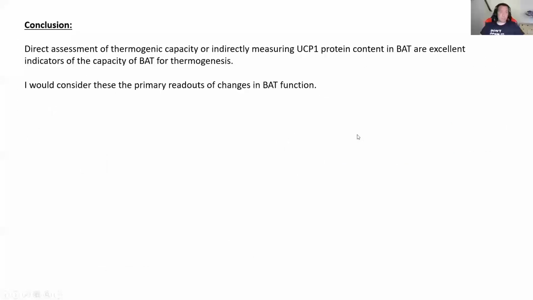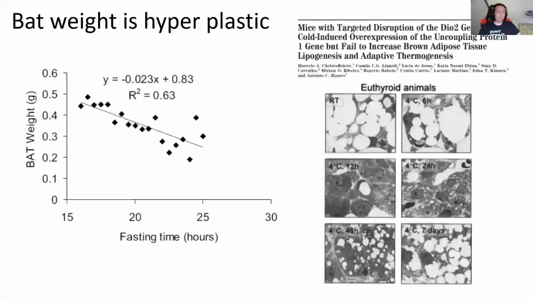So the conclusion would be that direct assessments of thermogenic capacity, or indirectly measuring UCP1 protein content in BAT, are excellent indicators of the capacity of BAT for thermogenesis. I would consider these to be the primary readouts of change in BAT function. So this would be your first readout to determine: is there likely to be something going on in BAT function? UCP1 protein content is a really good place to start.